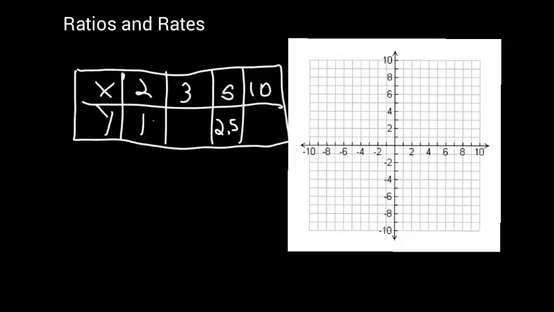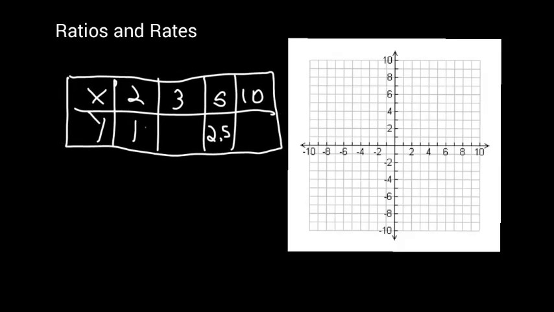1 is half of 2. So I look at the 5 is 2 and a half, and it is half of 5. So my relationship here is you take half of whatever x is to find your y. So half of 10 is 5, and half of 3 is 1.5.